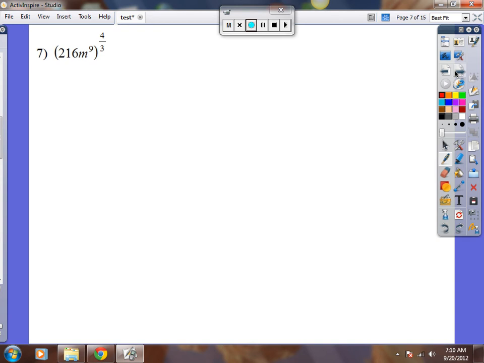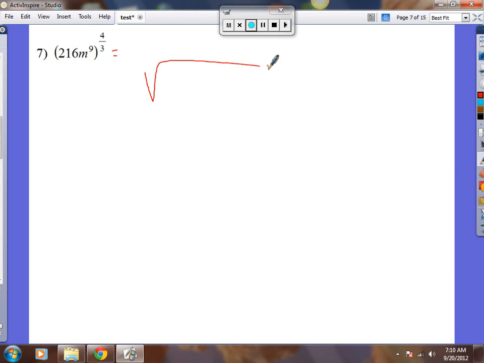Number 7. Alright. If you have a fraction for an exponent, move number 1, let's rewrite it as a radical. Okay, your denominator goes in the index, and I'm going to copy and paste this whole mess in parentheses, 216 m to the 9, and my numerator is going to be the new exponent right there. Okay, sweet.